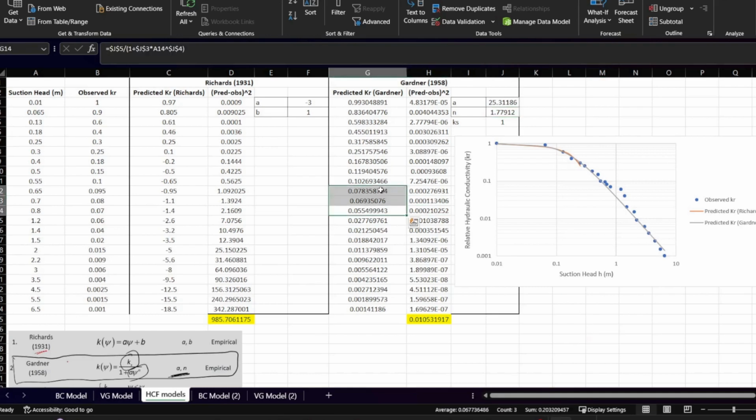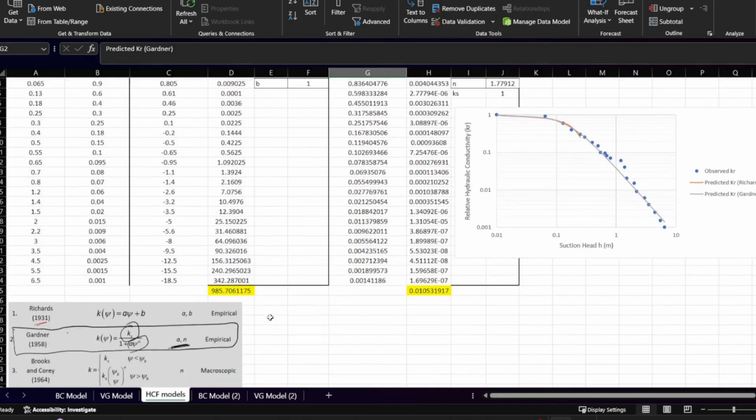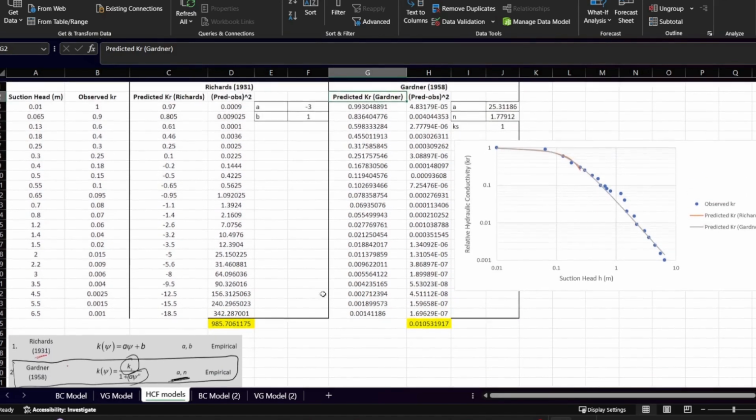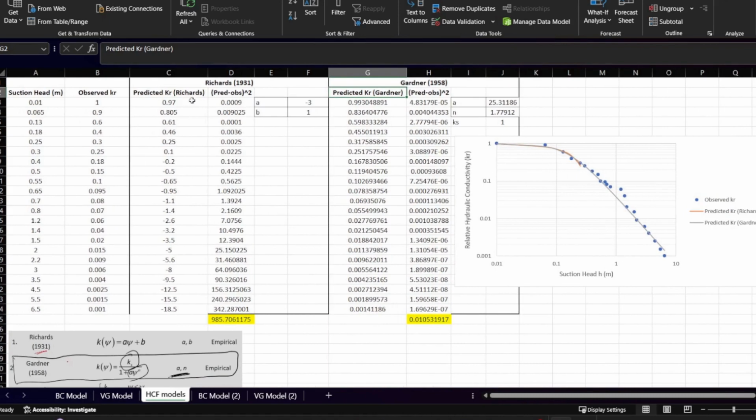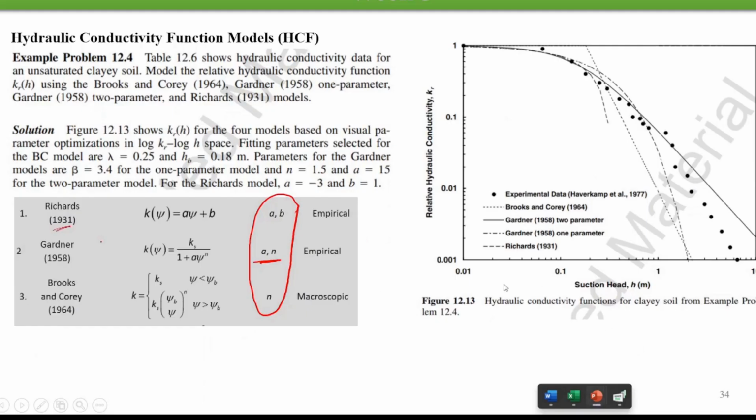Okay, similarly we can do the same for Richards, and similarly for Brooks and Corey. In the same way, if we do this for Richards and Brooks and Corey, then we'll obtain two more results here. That will give you the predicted values of hydraulic conductivity based on the suction head data which is available here. So these results are shown here. These three models are available here, and for that the optimum parameter values are also indicated.